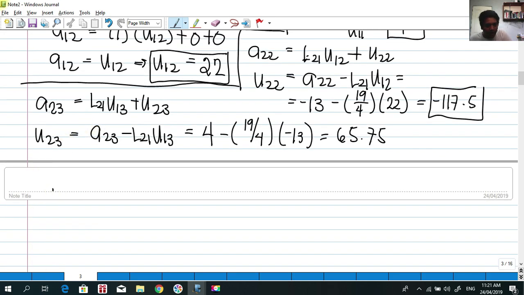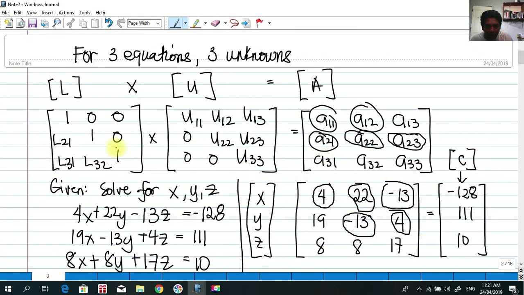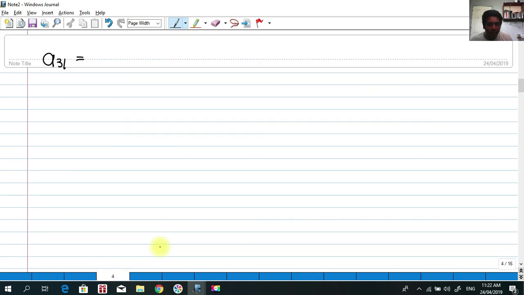Next we get A31. Row 3 of L times column 1 gives L31 times U11 plus L32 times 0, that is 0, plus 1 times 0, that is 0. So what matters is simply L31 times U11. Our unknown here is L31, so we have to get L31.